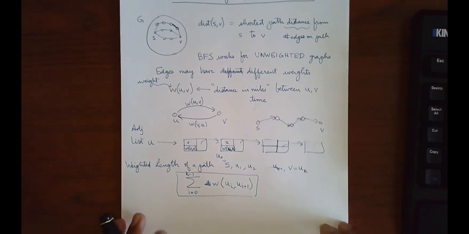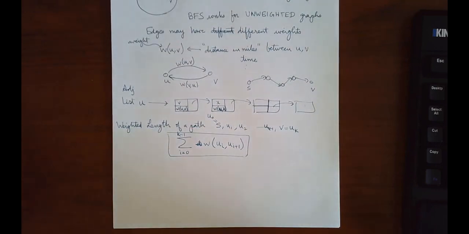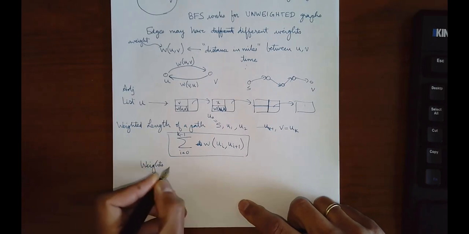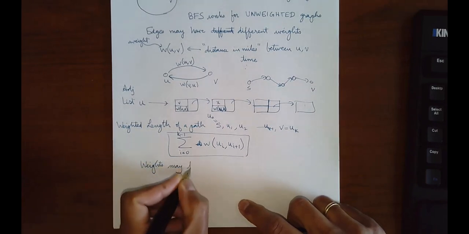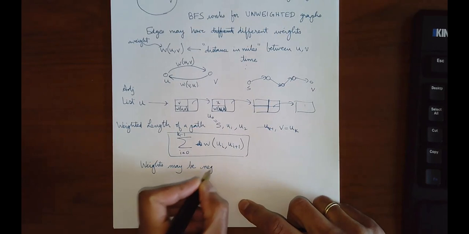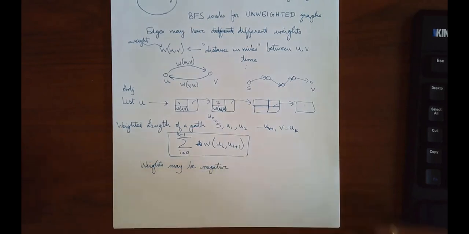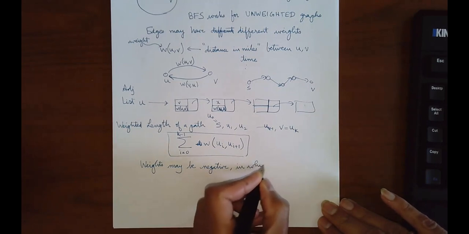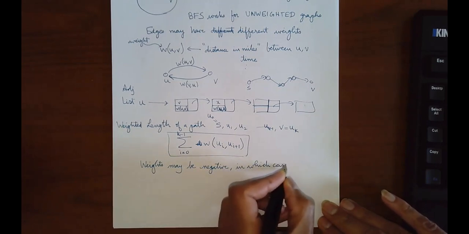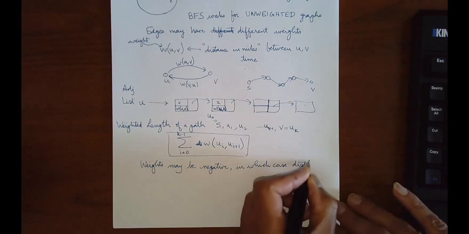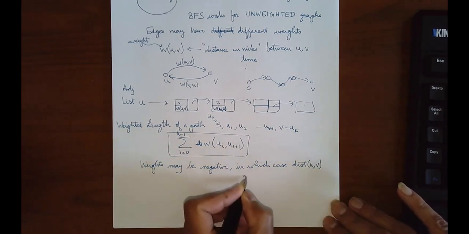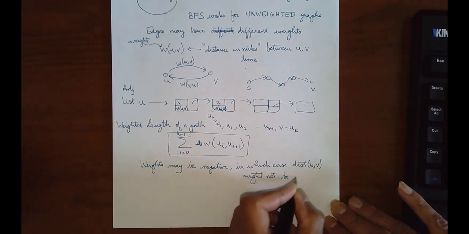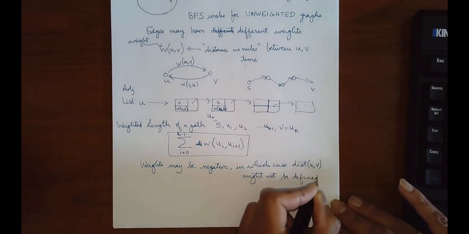Okay. Now note that weights may be negative, in which case the distance of u to v might not be defined. Okay, so I have to explain what this means.